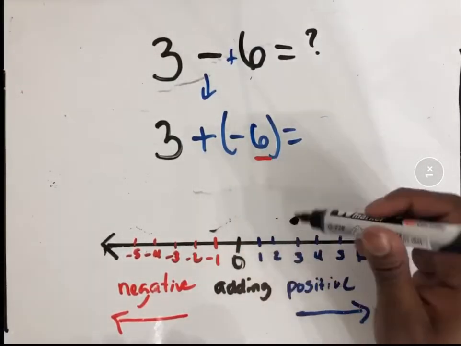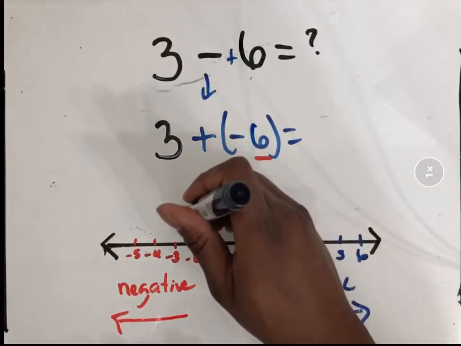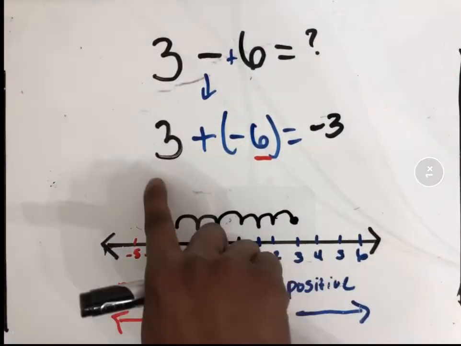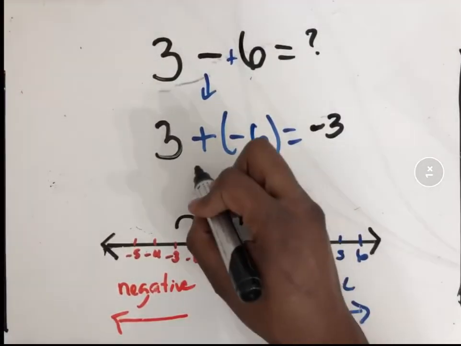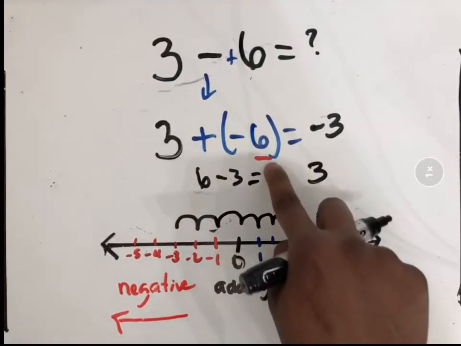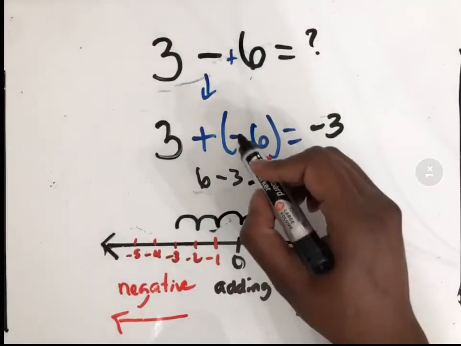I'm adding a negative, so go to my left 6 times. 1, 2, 3, 4, 5, 6. My answer is a negative 3. I can double check that using my integer rules for adding. When they're opposite signs, I subtract from the bigger number. 6 minus 3 is 3. Because my bigger number is a 6, my answer should be a negative because that 6 is a negative.